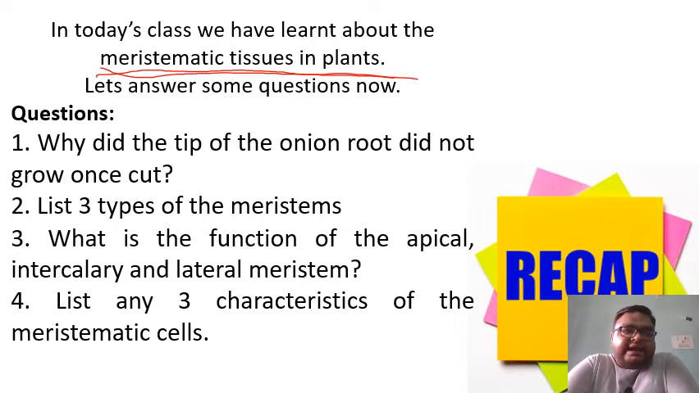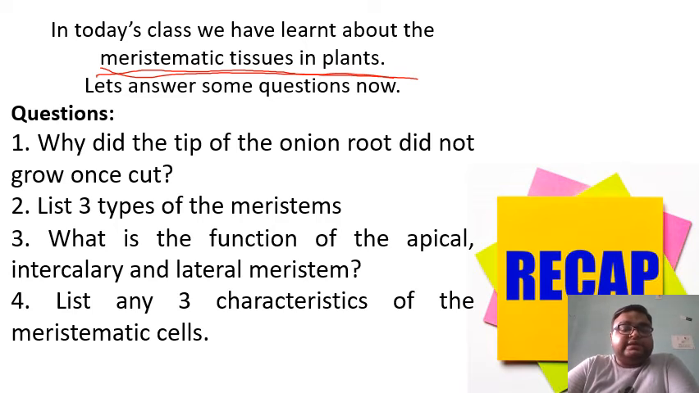Yes. Okay. Right. So it was due to the meristematic tissues. There was a presence of what? There was a presence of apical meristem which was present on the tip of the roots. So what happened when we removed the tip of the roots? The apical meristem part got removed. And when the apical meristem got removed, then what happened? The growth of the root really slowed down. Right? Okay. Very good.